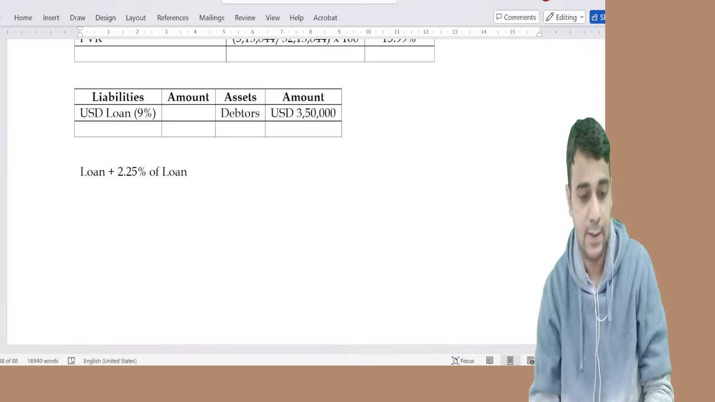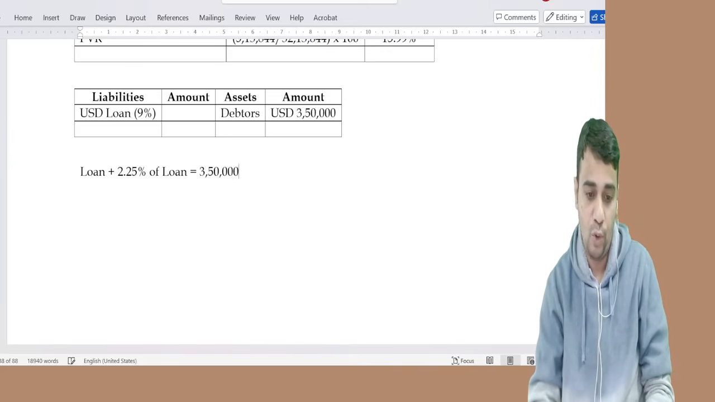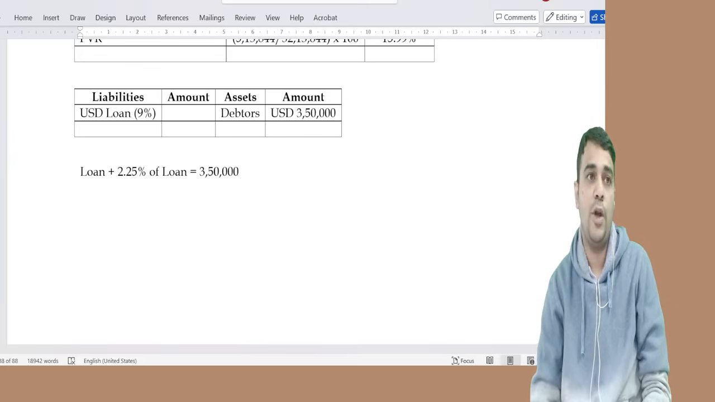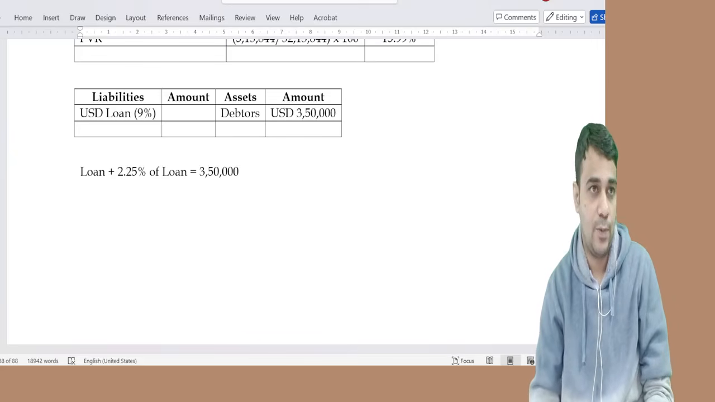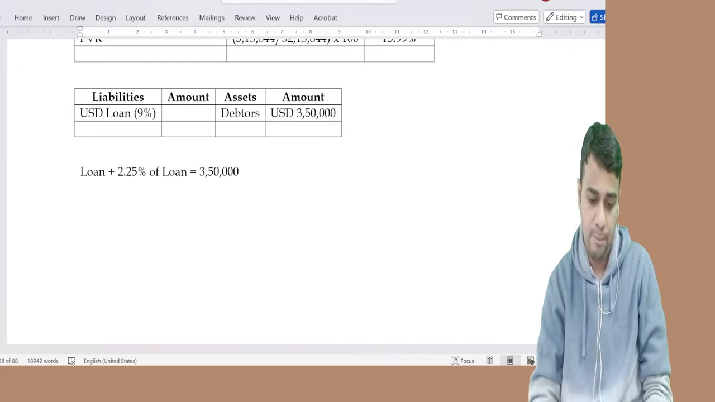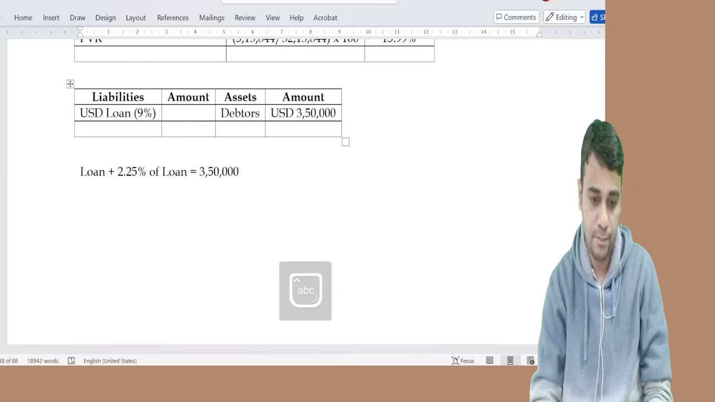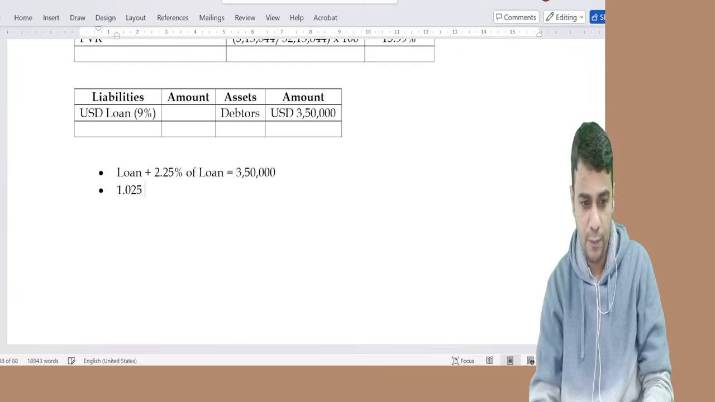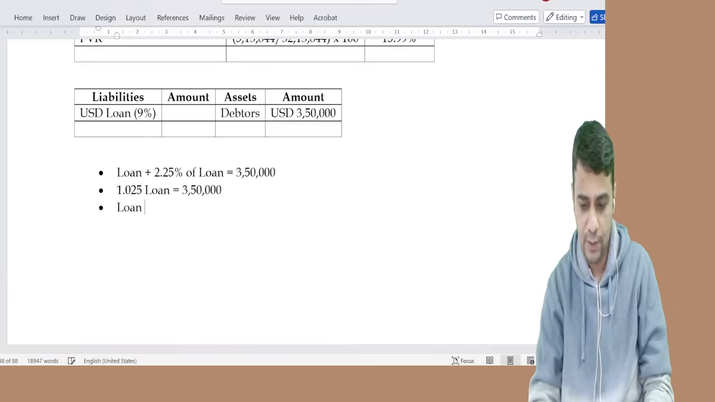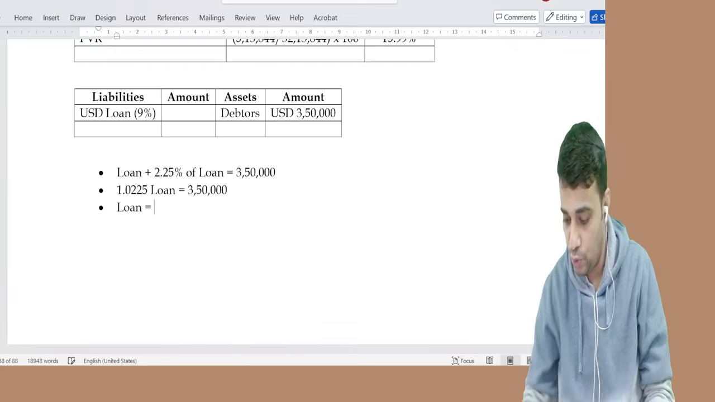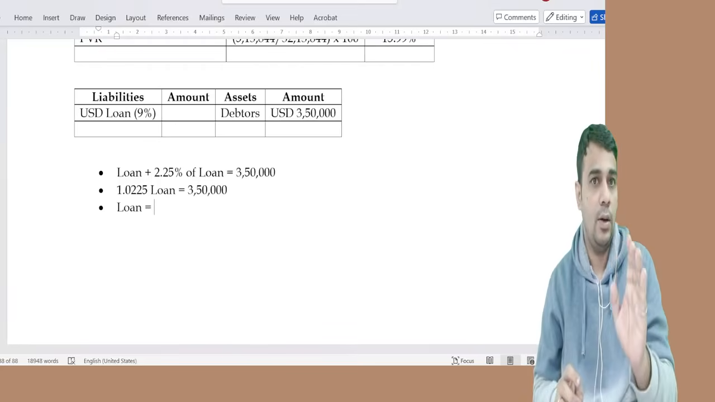Proportionate 3-month interest. Has to be 3,50,000. Tell me the loan amount. Loan plus 2.25% of loan. 2.25 is 9% into 3 by 12. It is 1.0225 loan equal to 3,50,000. We'll keep it as two decimals, okay? 1.0225, sorry, 1.0225.